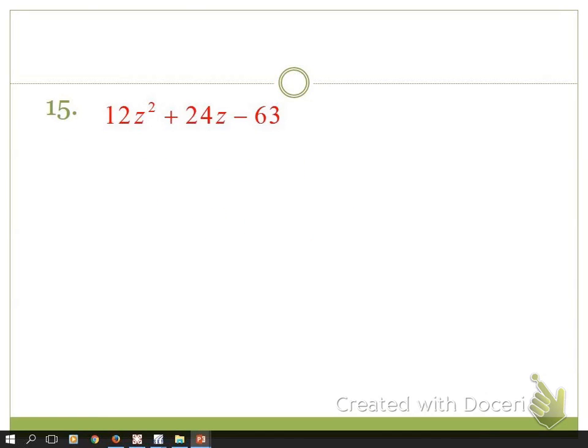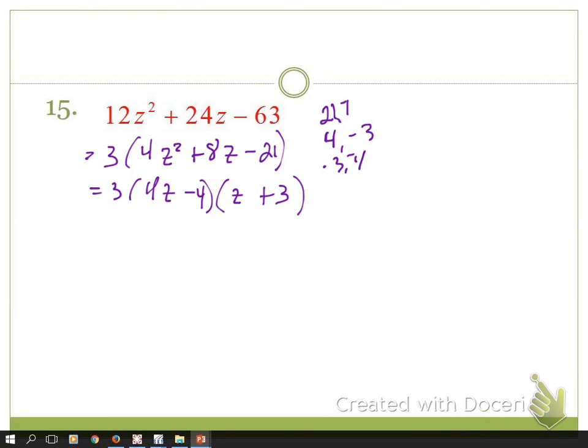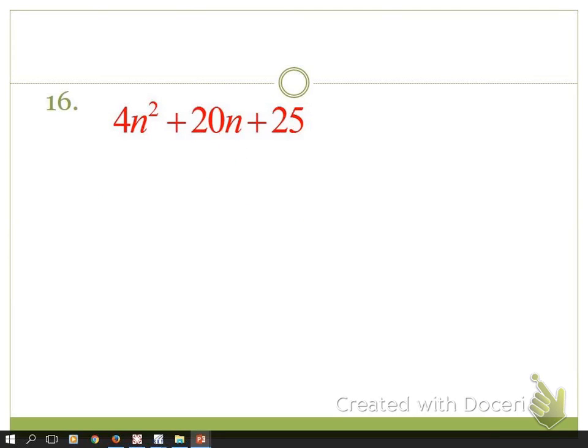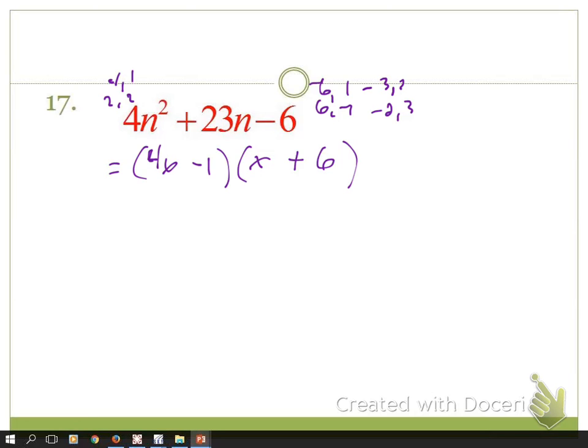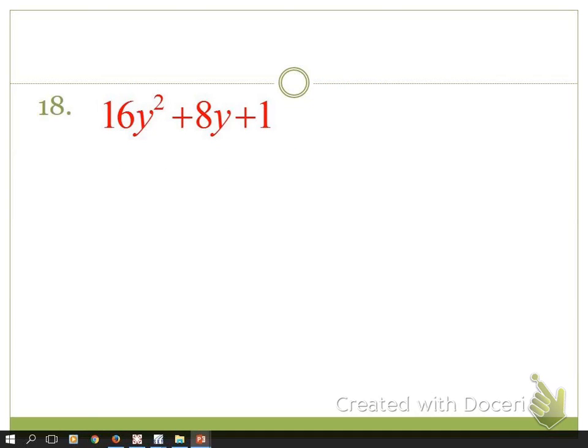All right, here's 15. Give it a shot. And this one you should get 3 as a GCF. 4z minus 4, and then z plus 3 as your factors. Try 16. You should get 2n plus 5 times 2n plus 5. Okay, here's 17. Should have gotten 4x minus 1 and x plus 6. 18. You should have gotten 4y plus 1 times 4y plus 1.